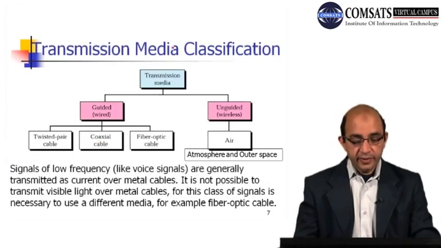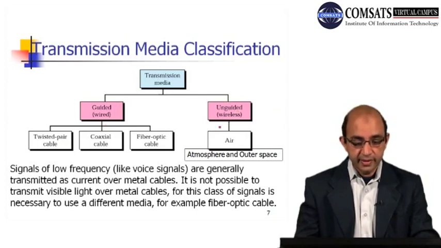So here we have mentioned different guided media and unguided media. You can see in guided we have wired media, and in unguided media we have wireless. Twisted pair, coaxial cable, and fiber optics fall in the category of wired media, and air, water or atmosphere, and outer space are unguided media and fall into the category of wireless communication.